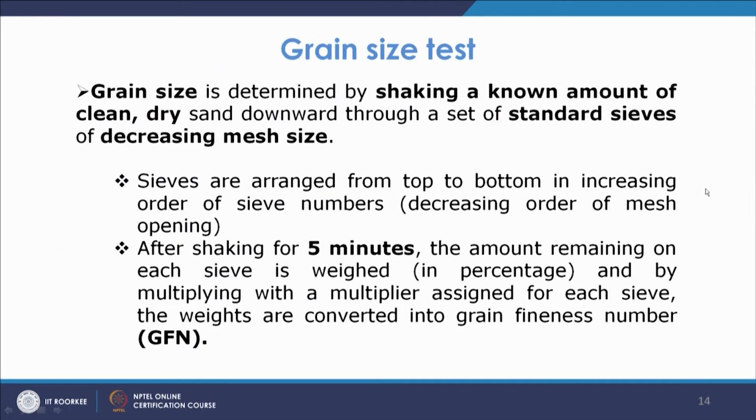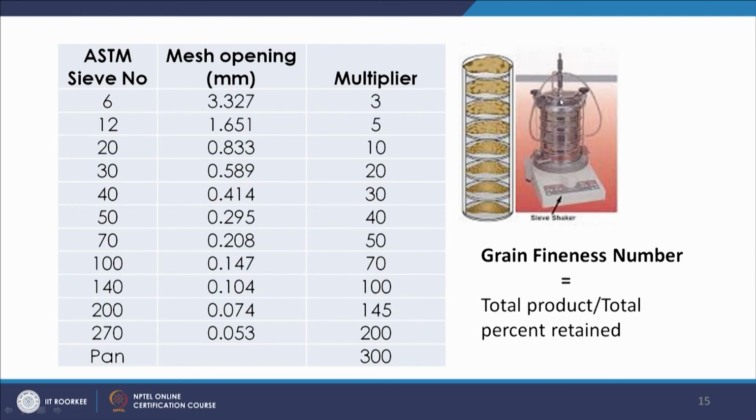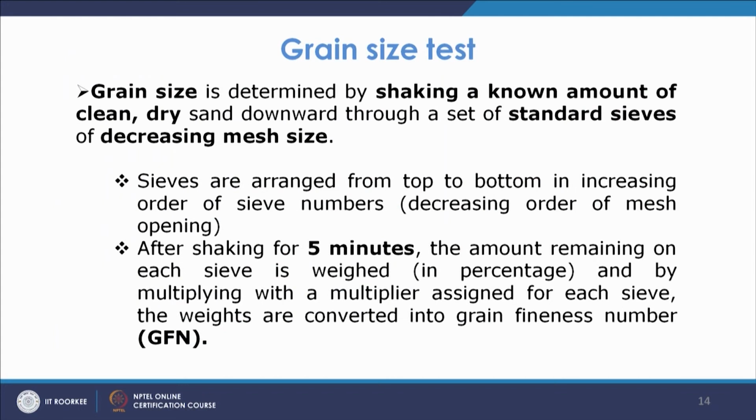Once we put the sand on the top sieve, we vibrate it on a machine known as a sieve shaker, for a standard time of maybe 5 minutes. Then we see the amount of sand retained on each sieve, and we find the percentage of the amount retained on each sieve.